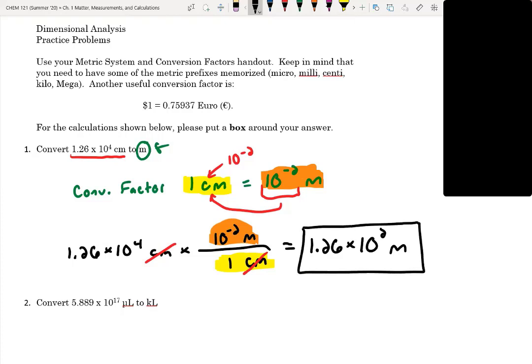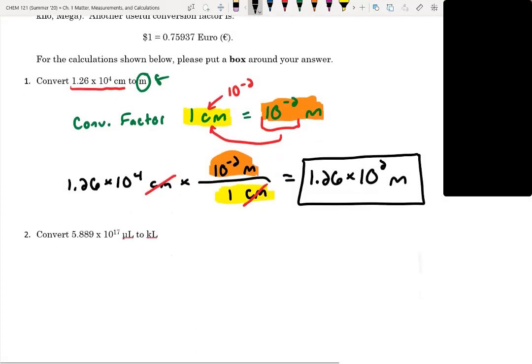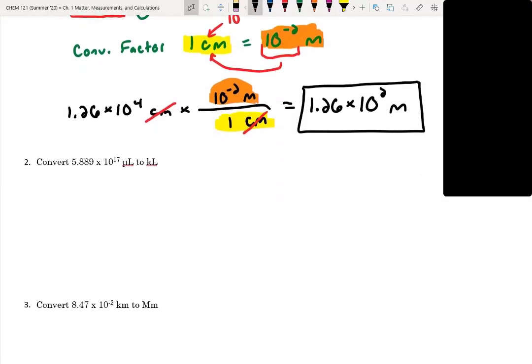Does that make sense for everybody? It's a nice one-step starter problem. If it doesn't make sense, you can always turn off your mic and say, wait, stop. I'm okay with that. All right, so this one's pretty straightforward. It's nice because there's only one conversion factor, but let's do the next one, which will actually involve more than one conversion factor.